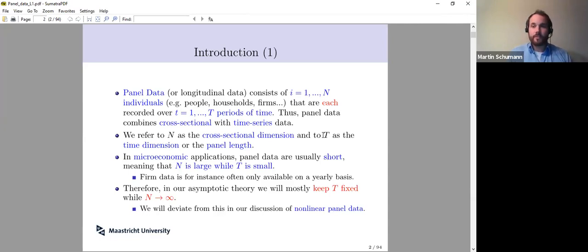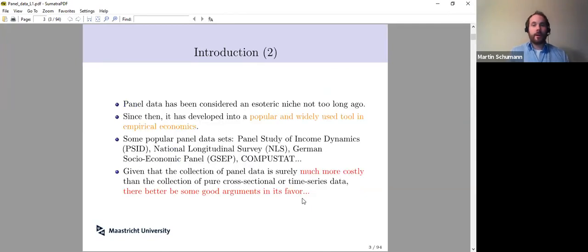This is why, mostly, when we do asymptotic theory, we will keep t fixed and let only n go to infinity. Only when we talk about nonlinear panel data models will we let both n and t go to infinity. You see that this is slightly different from what you may know from time series data, where you have maybe multivariate time series with t going to infinity and n either fixed or going to infinity slowly. In our case, we let n go to infinity and either keep t fixed or let t go to infinity slowly.